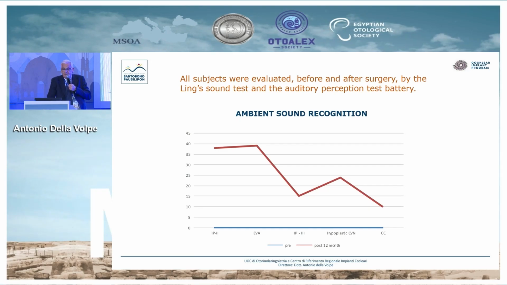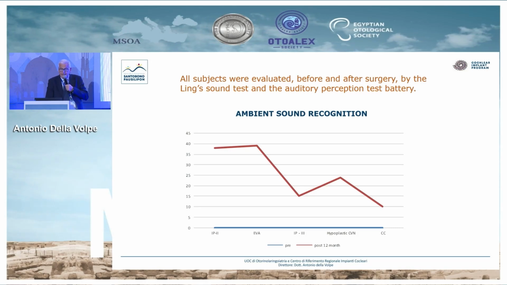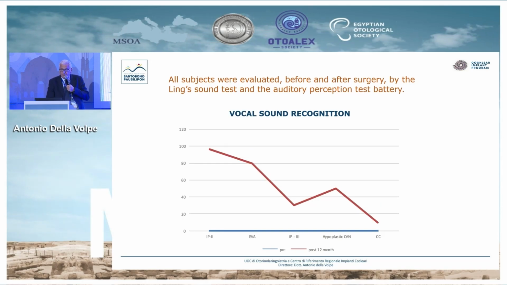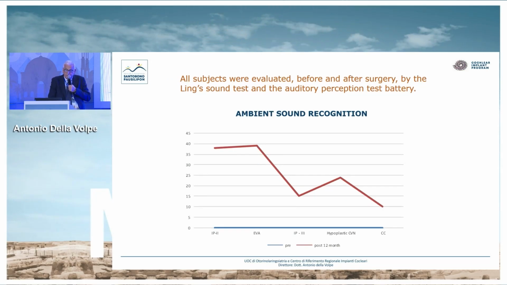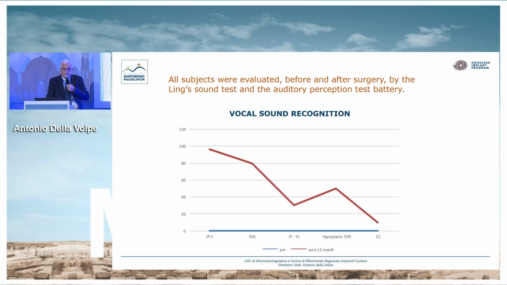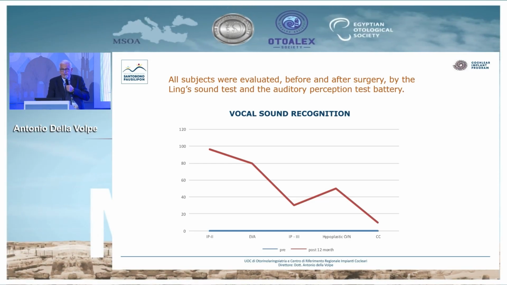So these are the results that we have had in our experience with the different kinds of malformation. You can see the best results, of course, are with a large vestibular aqueduct, and the worst is in the incomplete partition type 3 and the common cavity. All subjects were evaluated before and after surgery by the Ling sounds test and auditory perception test battery.